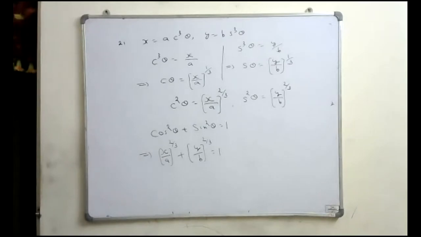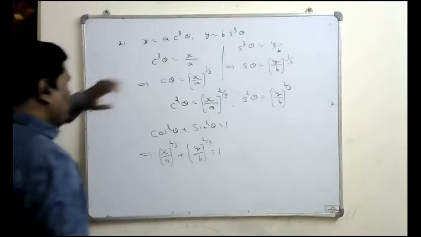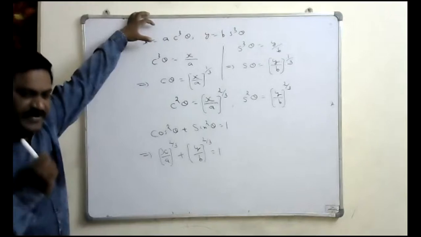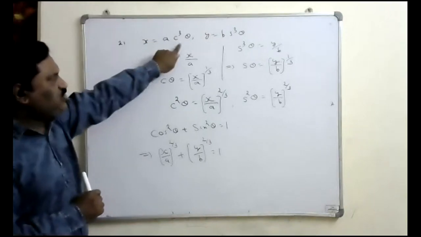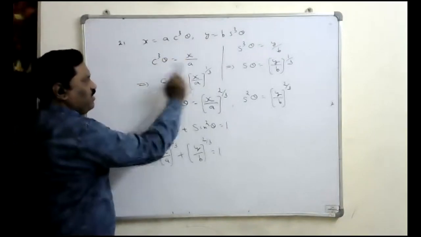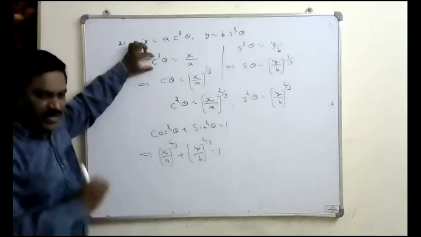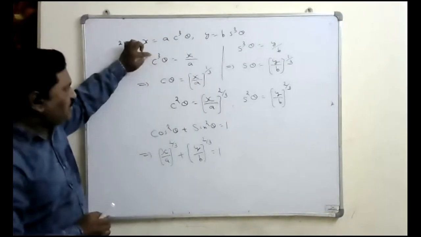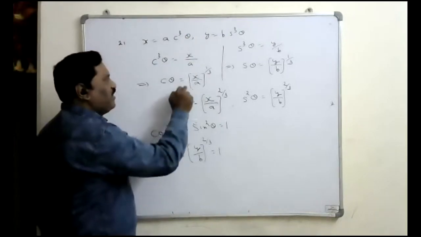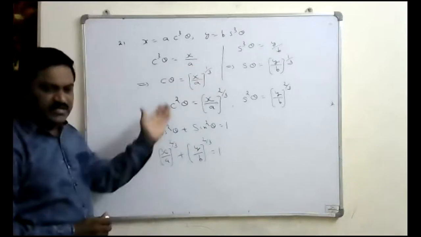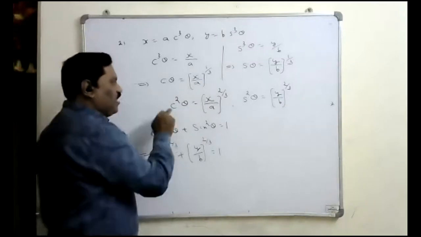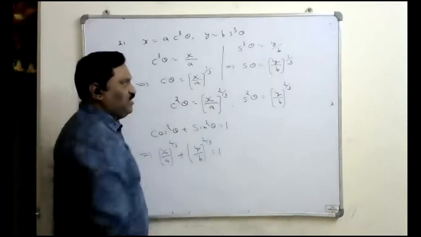Sir, explain again. Okay. So here the equation is given in terms of cos and sin. From these two equations, we have to eliminate theta. To eliminate theta, from the first equation divide by a on both sides, and x by a is equal to cos cube theta. Here the power is 3. Send this power to the other side. Whenever we send the power to the other side, that power becomes reciprocal. Therefore, cos theta is equal to x by a whole power 1 by 3. Then square it on both sides. If we square, then cos square theta is equal to x by a whole power 2 by 3.